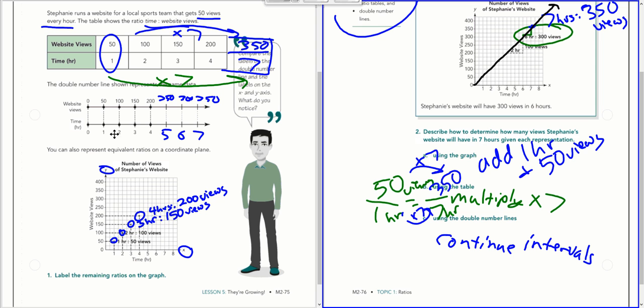I have 1, 2, 3, 4, and I could go 5, 6, 7, and then 200 would go to 250, then 300, then 350. So we all get the same answer: 350, 350, 350. All right, just slightly different strategies in each, but very similar, very related.